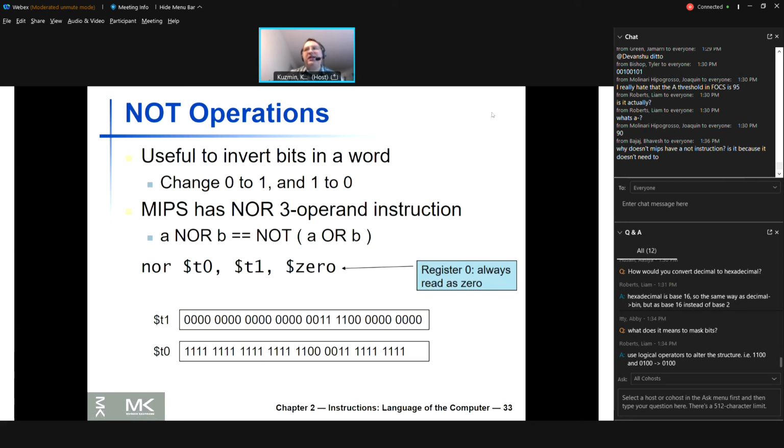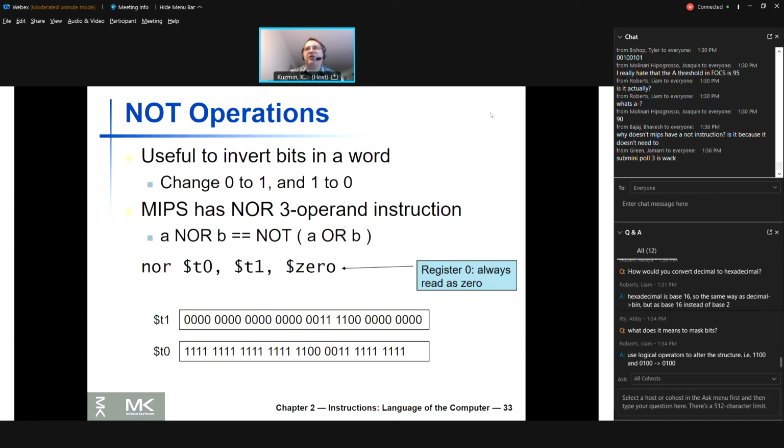Yeah, MIPS doesn't need to have this instruction. It would be extraneous. We can totally use NOR to do our NOT.